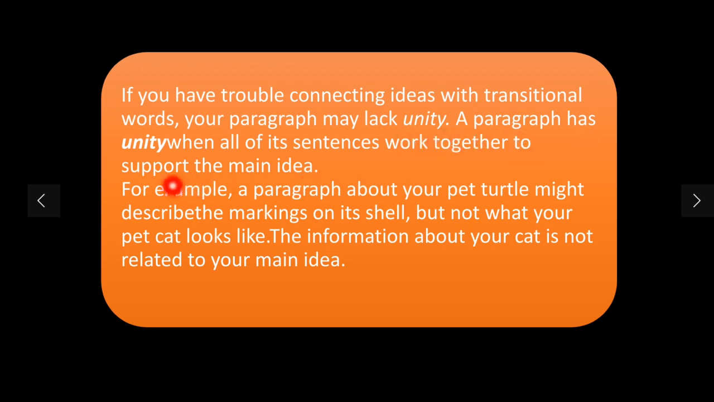A paragraph has unity when all of its sentences work together to support the main idea. For example, a paragraph about your pet turtle might describe the markings on its shell, but not what your pet cat looks like. The information about your cat is not related to your main idea. Therefore, you need to struggle and to remember and to practice transitional words to give unity to your paragraph.